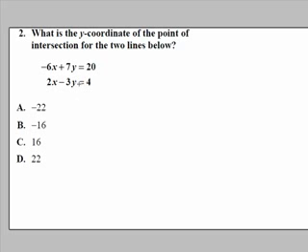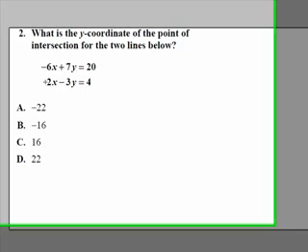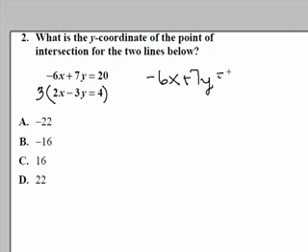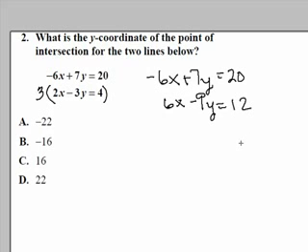In order for the x variables to eliminate, alright, so this term here needs to be a positive 6x. So I'm going to multiply the entire second equation by 3. So I didn't do anything to the first equation, so it stays the same. The second equation becomes 6x minus 9y is equal to 12.